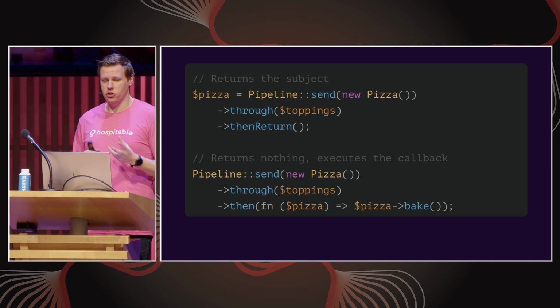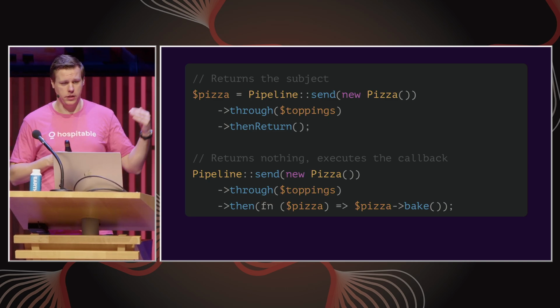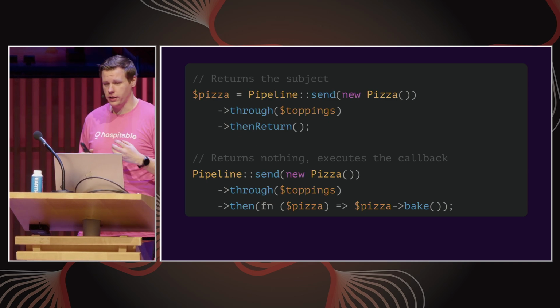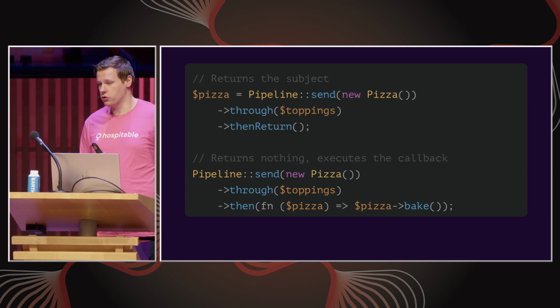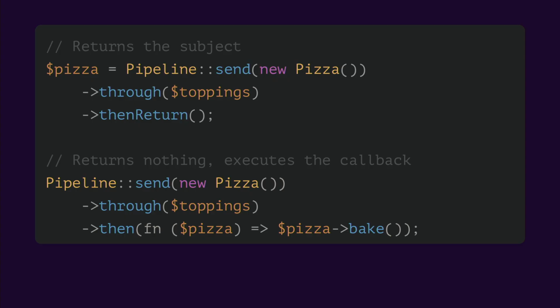And then Laravel has two options. So we have a then method, which will give you a closure with the end result, and you can do something with it. Or you can return the result, so then return. It's a very self-explanatory method name. I personally like to use then return more than then, but yeah, you have two options here, so it's very helpful.